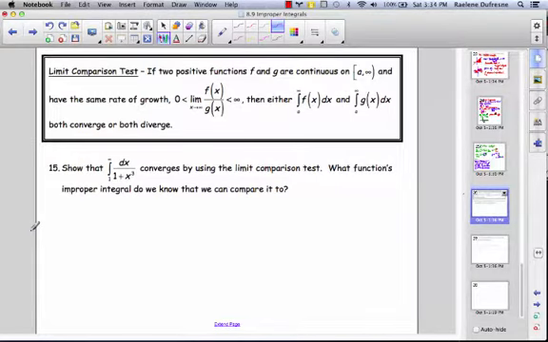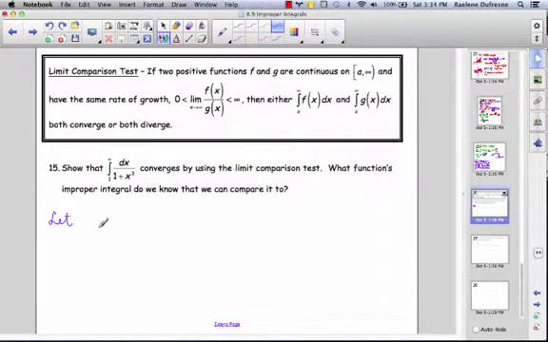So in number 15, we want to show that the definite integral from 1 to infinity of dx over 1 plus x cubed converges by using the limit comparison test. And we want to know what function's improper integral do we know that we can compare it to. Well, we know that 1 over 1 plus x cubed has a certain type of end behavior, and it will have the same end behavior as another function.